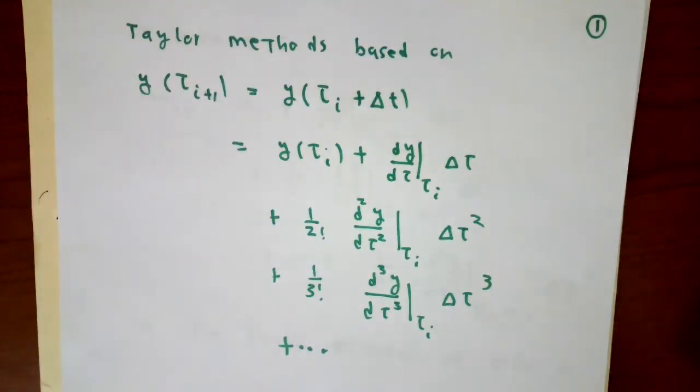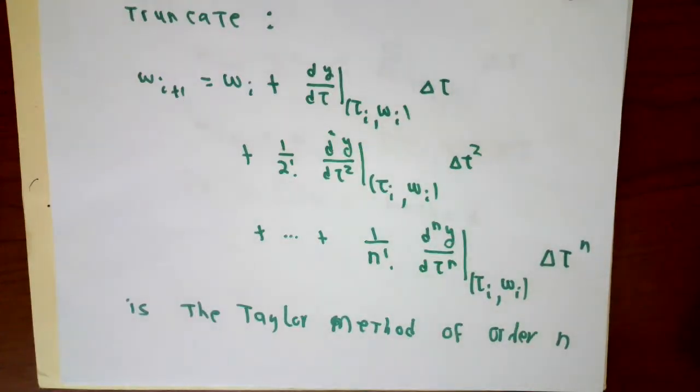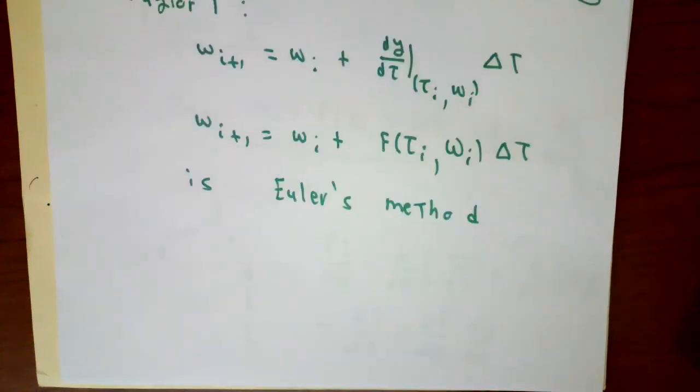So far, everything we've talked about has been based on Taylor series expansions of the type that we know about from calculus. If we truncate the series, only include a finite number of terms, n terms in this case, this will be the Taylor method of order n. Of course, the first order Taylor method, in which you only include terms out to delta t to the first power, is nothing but Euler's method, as we've seen before.